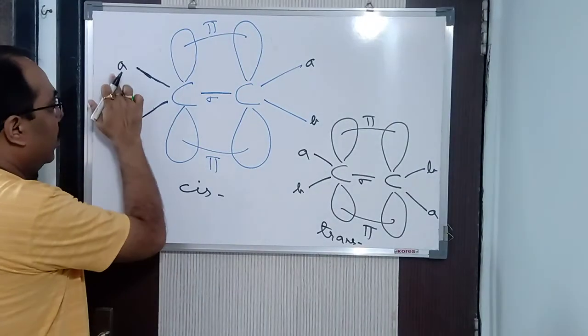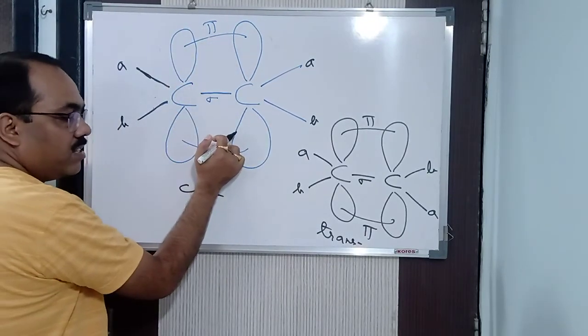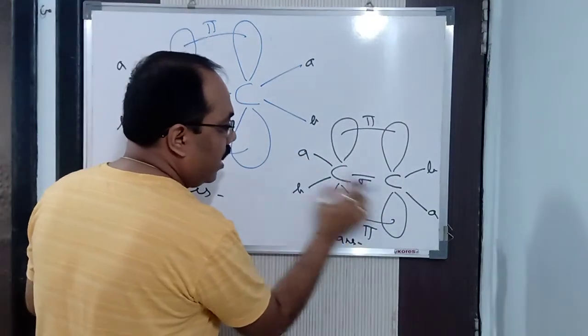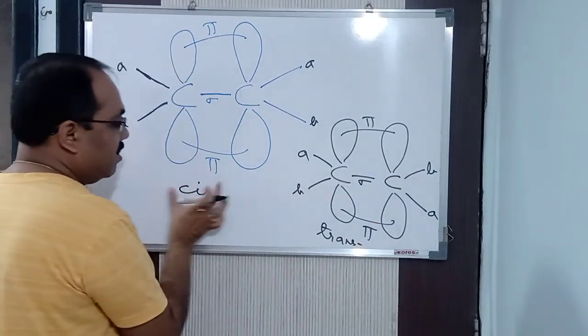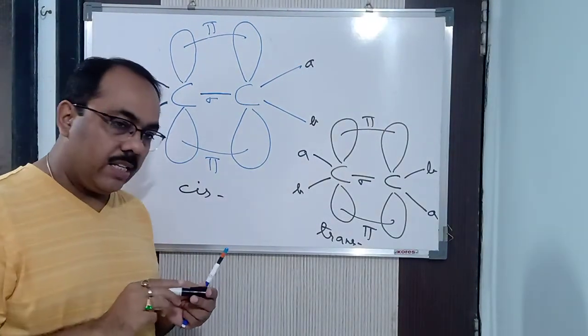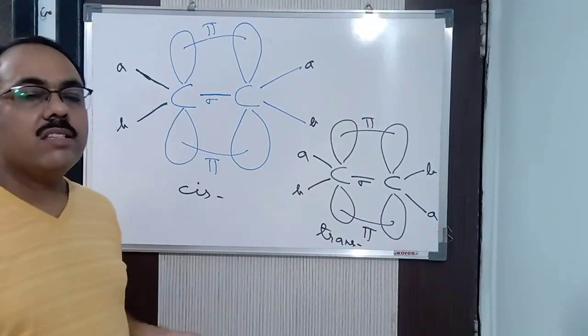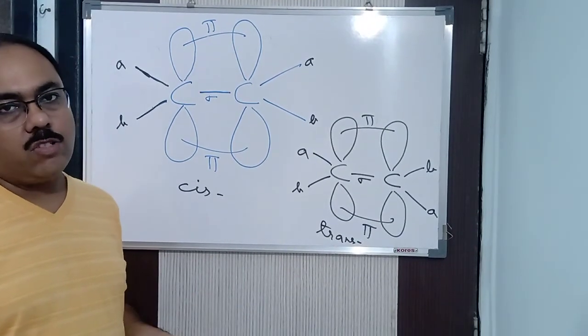Now see, in cis, A, B, B are on either side of the double bond. Same groups. But here the same groups are diagonally attached. Can you see it? It is diagonally attached. So this is cis and this is your trans. Now I hope you got how cis and trans are created. Due to restricted or hindered rotation only, the cis and trans isomers are created.